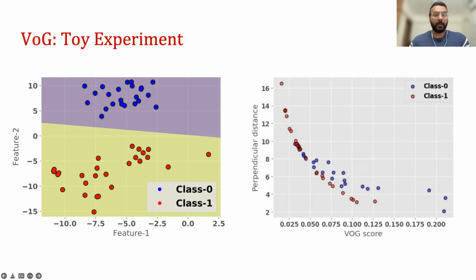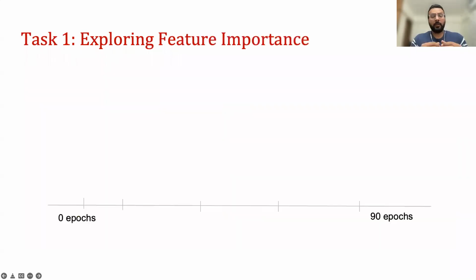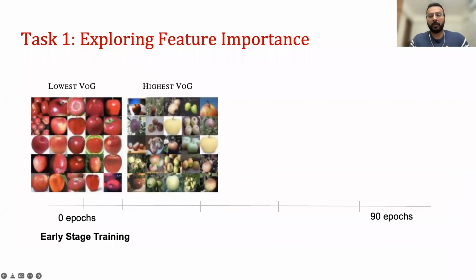Great. So now I'll move to some results, and I'll talk about all the different tasks you can do using VOG. It's not just a debugging tool to identify easy and hard subsets, but it can also be used for several other analytical insights.